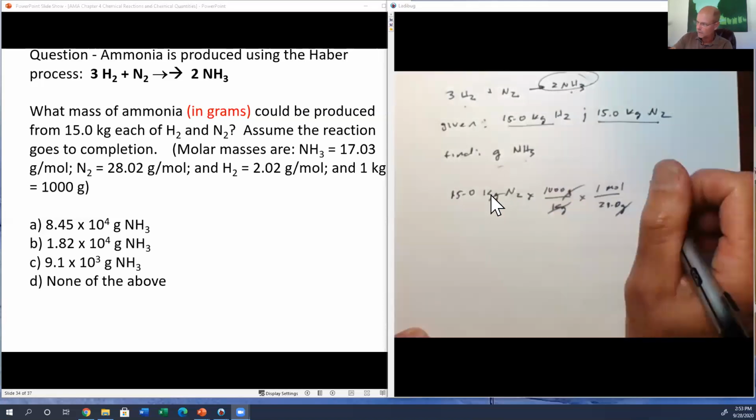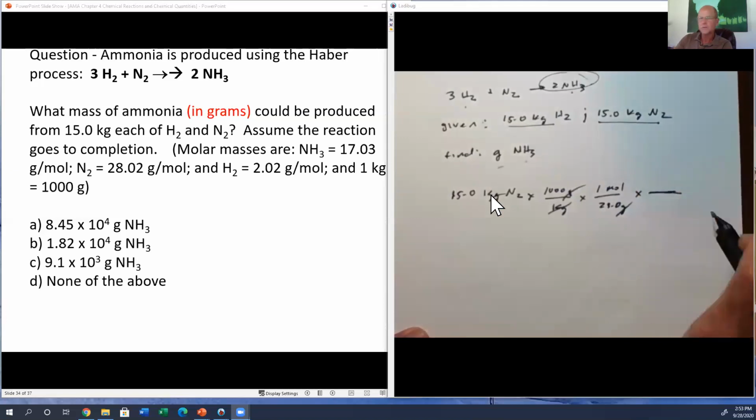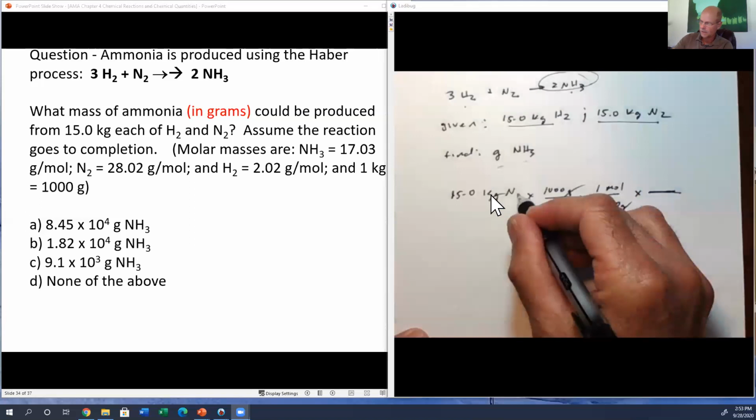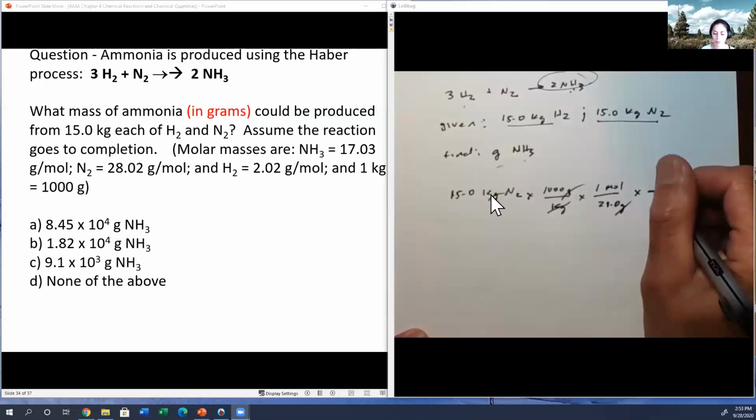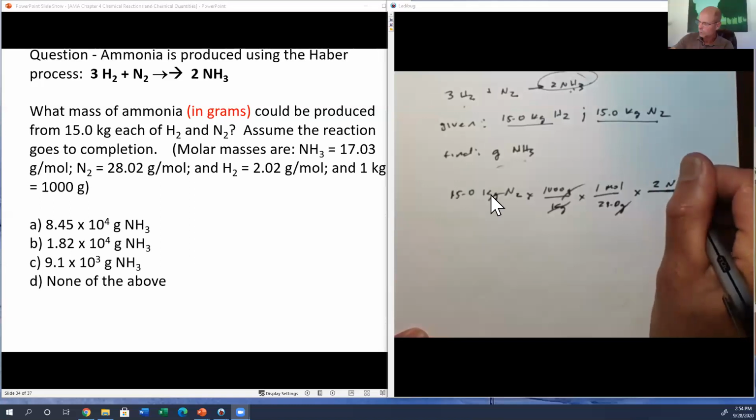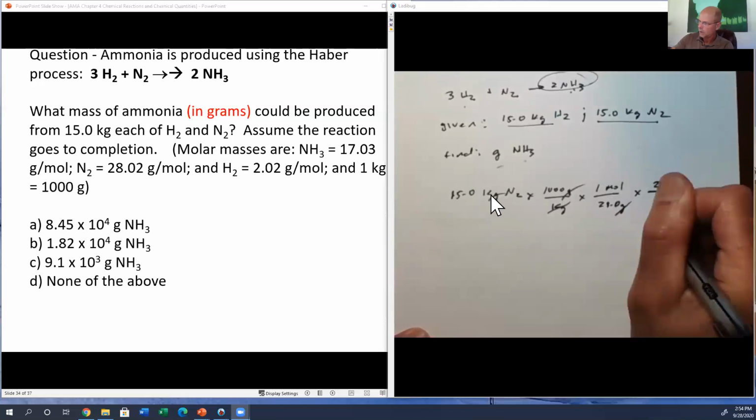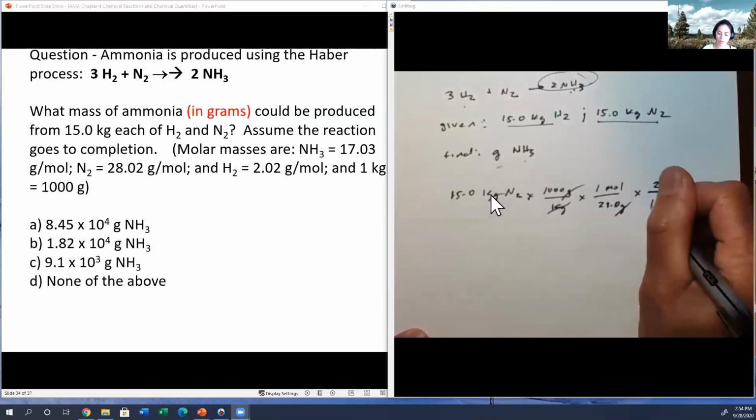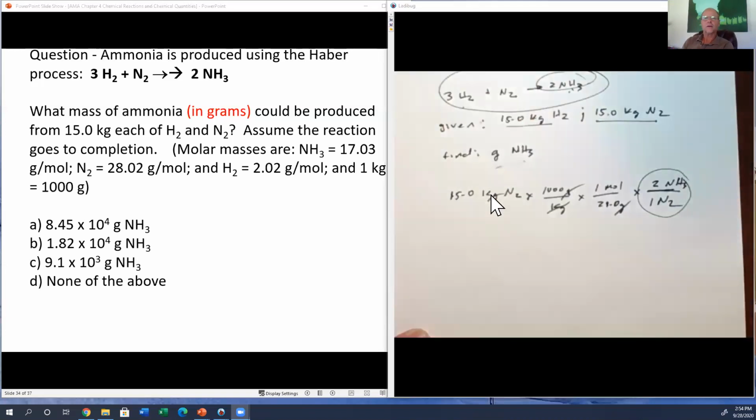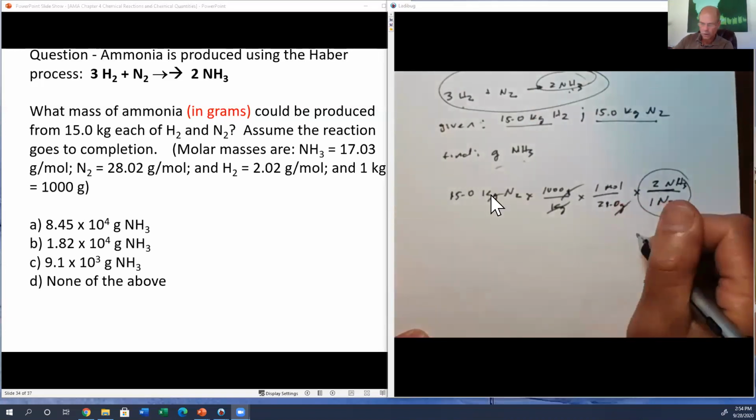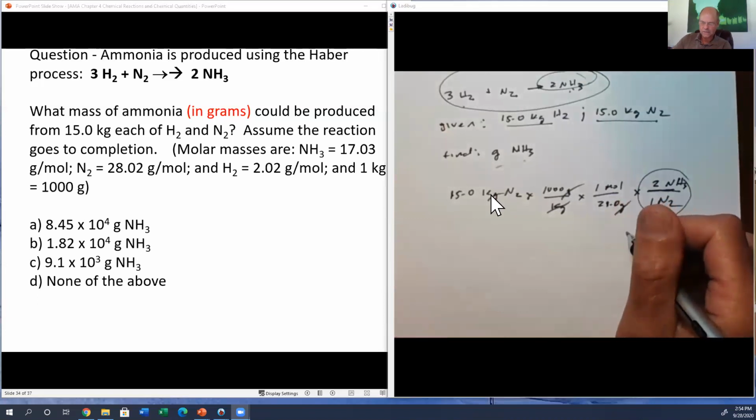I'm trying to get to moles of NH3. Again, the very important conversion factor here between the two. What is it? What's my conversion factor between moles of nitrogen and moles of ammonia? How should I write it? What goes on top? That's going to be 2 moles of ammonia over 1 mole of nitrogen. Correct. That's the ever important conversion factor that comes from where? The balanced equation.